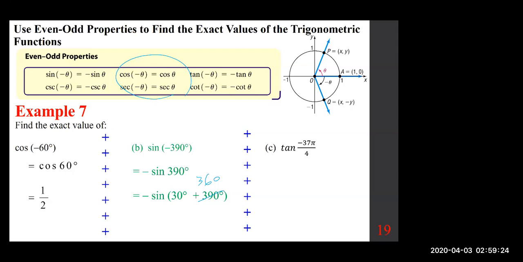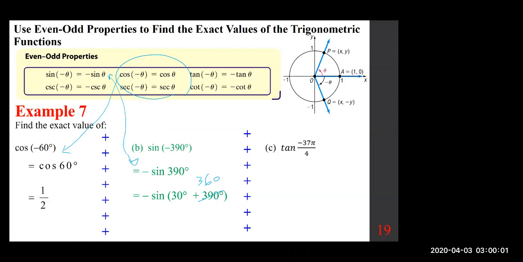Sorry to stop you, but I just had a question. I was confused why in the first example, when you have negative 60 degrees, it's positive cos 60, versus in this example, the negative goes in front of the sine. Okay, look at the top, even and odd properties. Cosine is an even function. Sine of negative theta is negative sine theta. Do you see that?